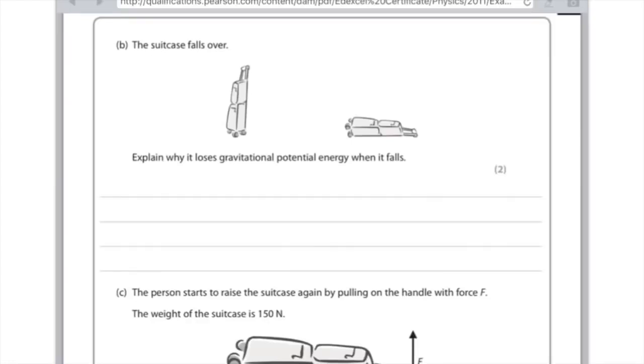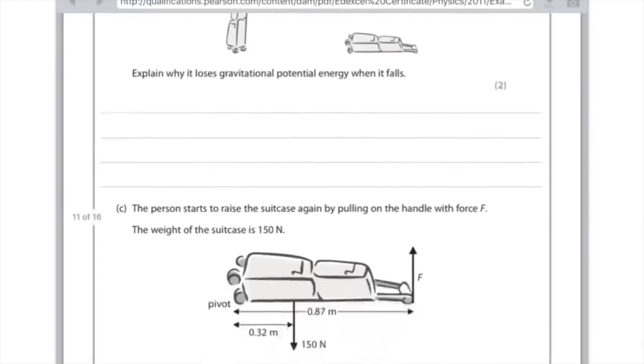Remember, you calculate gravitational potential energy by doing mass times gravity times height. Therefore, we know that gravitational potential energy depends on height. So there's your first mark. And therefore, as it falls, h will obviously decrease. And that's all you really need to say.